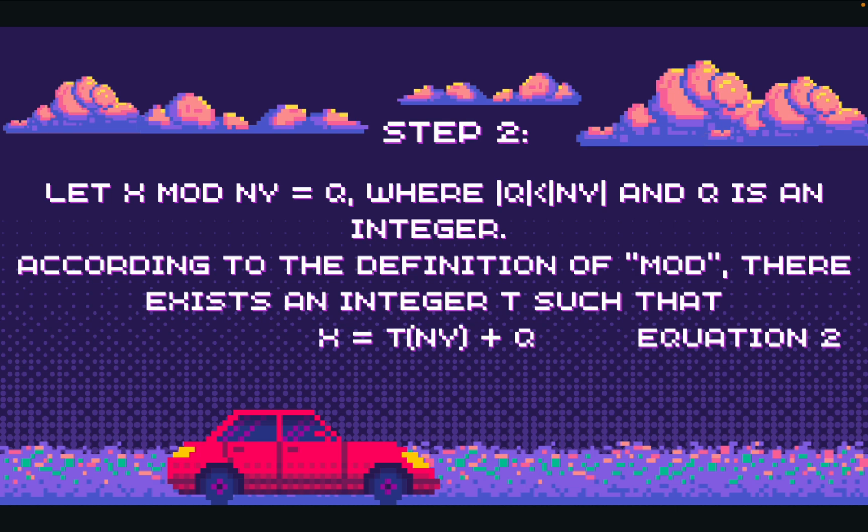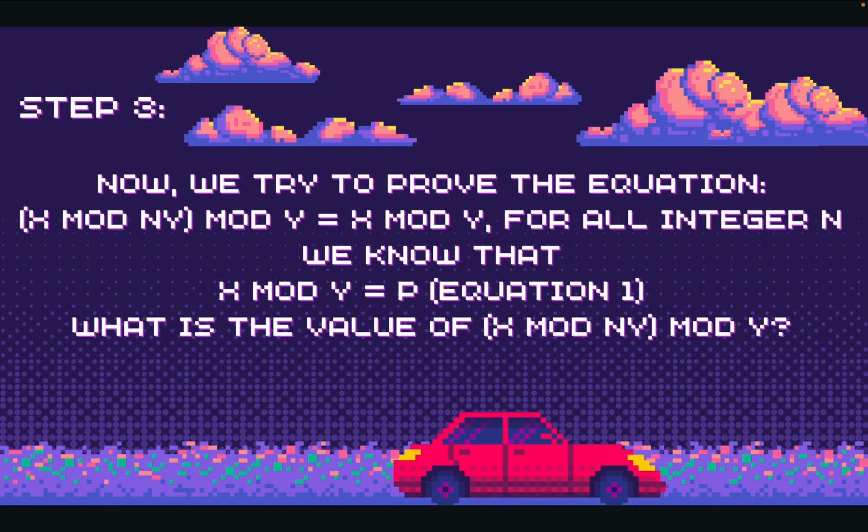We also know one more thing about mod, that whenever there is a mod, we get a t there, so it's just a different form of writing it. So here we wrote it as x is equal to t times ny plus q, which would be our equation 2. Now we have equation 1 and equation 2, and our next step is cool. Things are on the right place right now. And now we try to prove the equation.